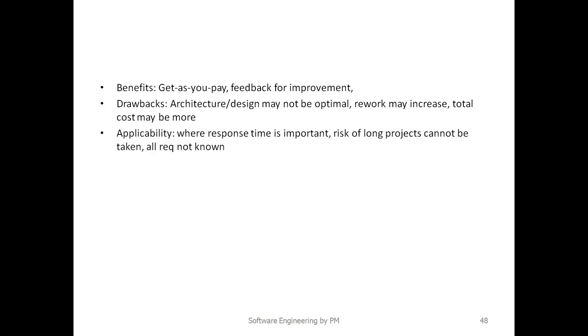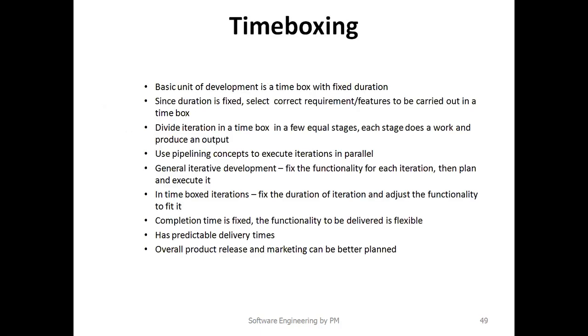Now we go for the next software development process model. This is the time boxing model. It is a very interesting model. I would say it is an improvement over the previous iterative model. Here some kind of parallelism is employed. To speed up the development, some parallelism between the different iterations is employed.